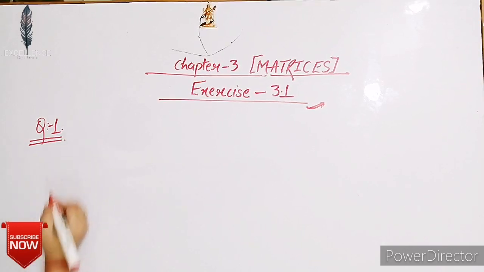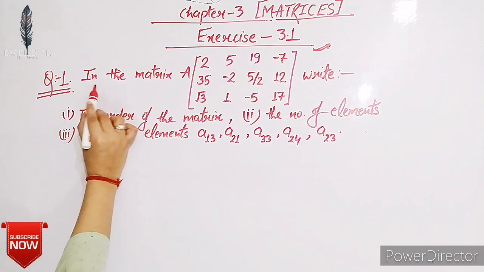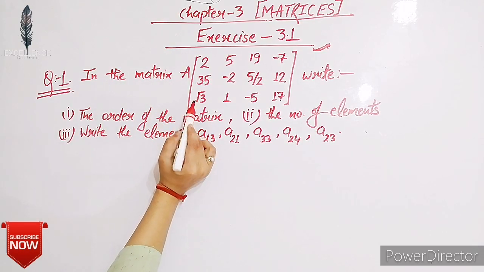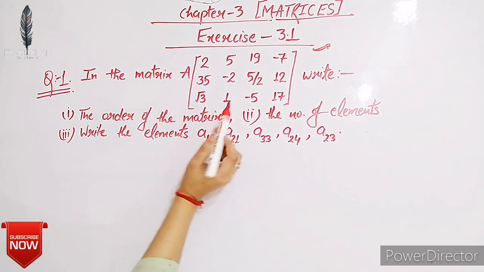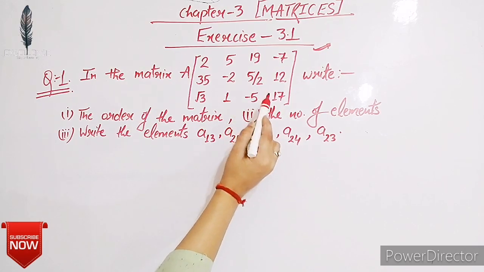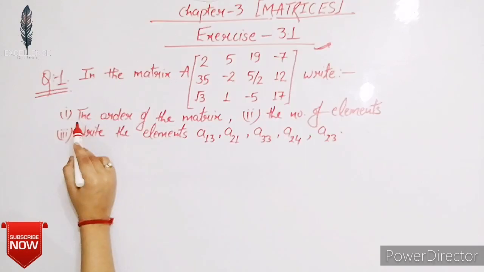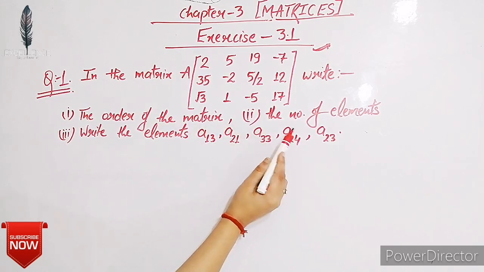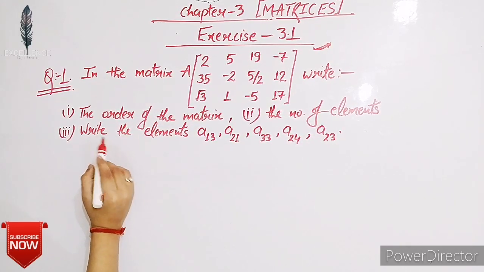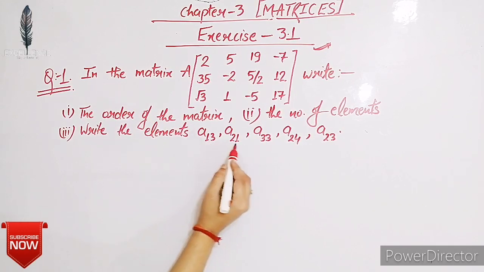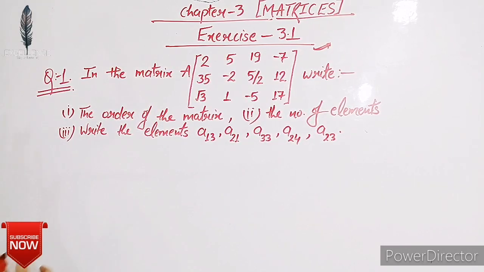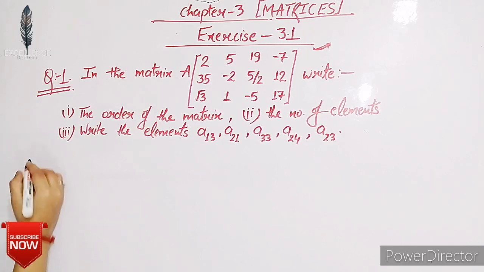Okay, in the first question, in the matrix A where elements are given, we have to find first the order of the matrix, second the number of elements, and third write the elements A13, A21, A33, A24 and A23. Okay, let's do it.